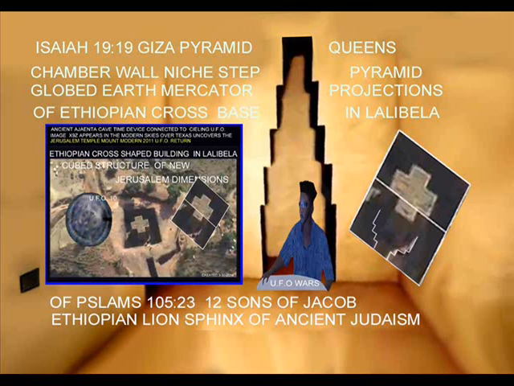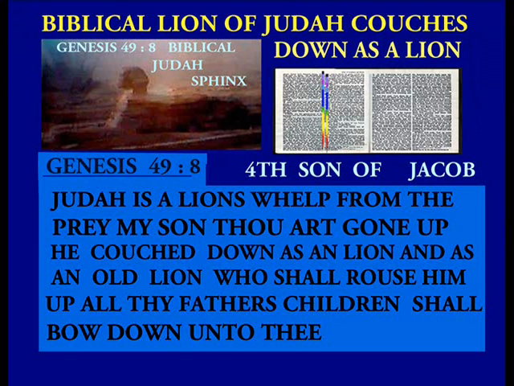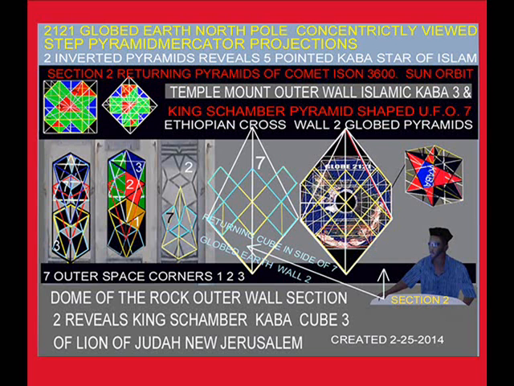So the Babylonian pyramids technology was carried by the book of Psalms 105:23, 12 sons of Jacob, from ancient Babylon, which is located in modern Iraq, the home of the first civilizations, into North Africa, where we see the stealth pyramid of Saqqara being created. As we look at the stealth pyramid of Saqqara memorializing the globe earth stealth pyramid Mercator projection of the book of Genesis 49:8, fourth son of Jacob, who's now cast down in front of the Isaiah 19:19 Giza pyramids as the lion Sphinx of ancient Judaism.